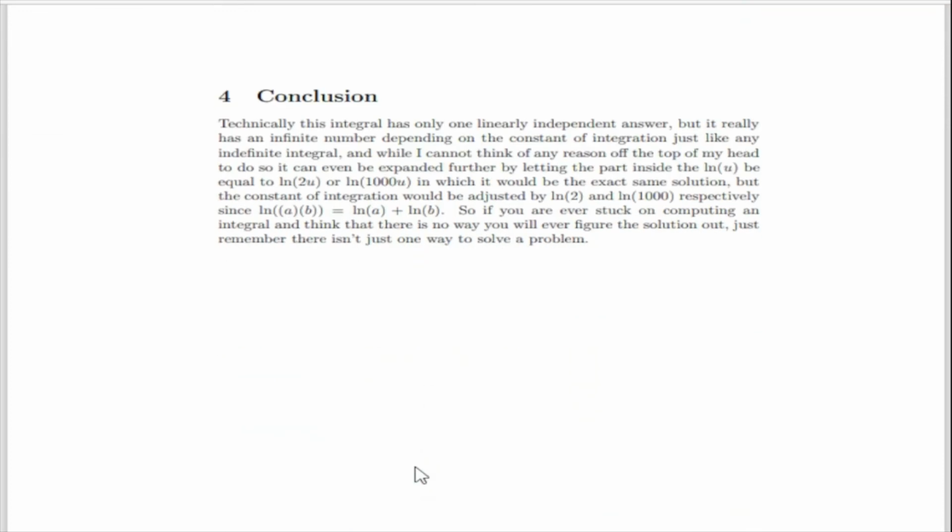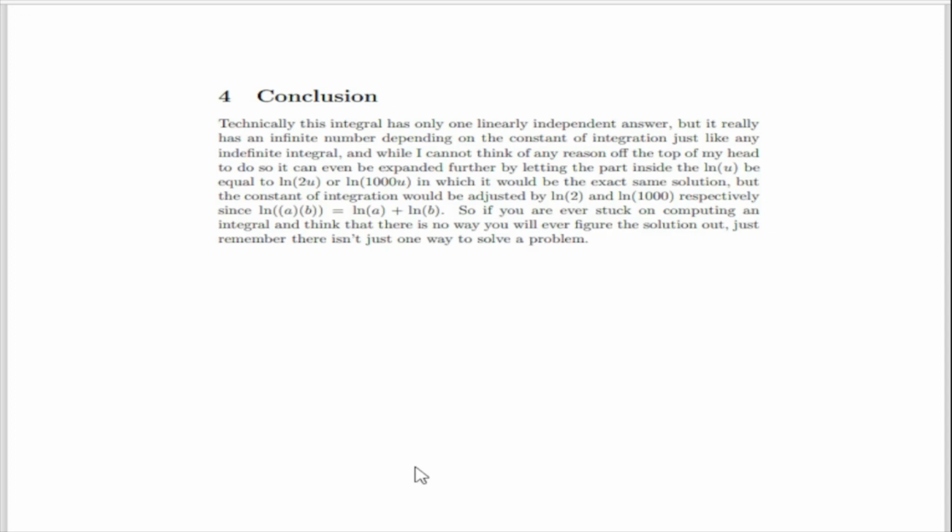So in conclusion, technically this integral only has one linearly independent answer, but it really has an infinite number depending on the constant of integration, just like any indefinite integral. And while I cannot think of any reason off the top of my head to do so, it can even be expanded further by letting the part inside the ln of u be equal to ln of 2u or ln of 1000u, in which case it would be the exact same solution, but the constant of integration would be adjusted by ln of 2 and ln of 1000 respectively, since ln of a times b equals ln of a plus ln of b.